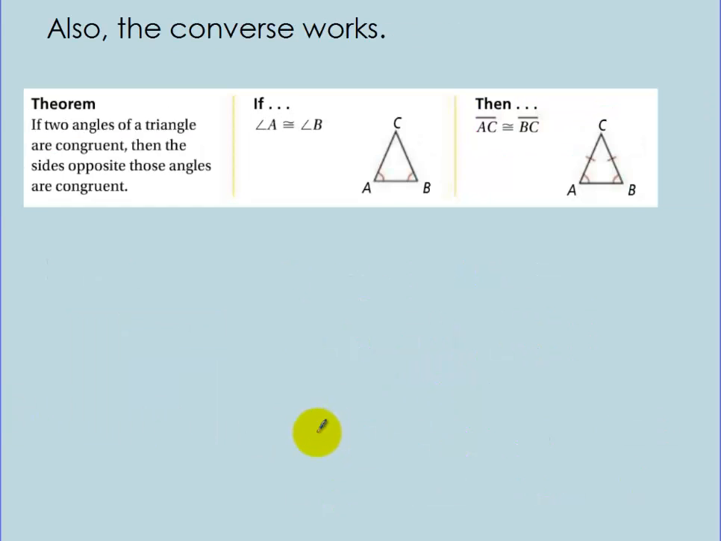Now, the converse of that theorem also works. So if we have angle A and angle B, the two base angles right here, then we can say that sides AC and BC are also congruent.